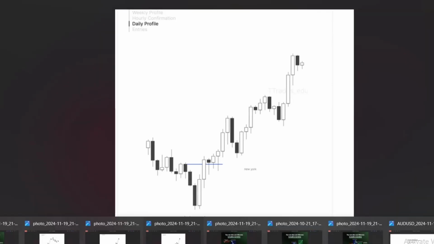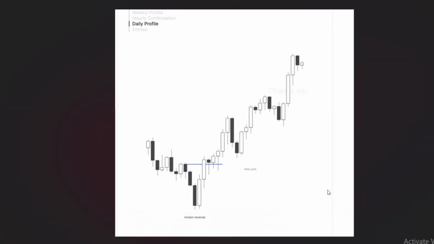So when our CISD gets tagged, we ask ourselves, did it get tagged in London? Did it get tagged in New York? Okay, so if it got tagged in London, was it a London reversal? Okay, if it is a London reversal, then we are good to go. Did it tag it in New York? Okay, was it a New York reversal? Yes. Did London consolidate? Yes. Okay, then we are good to go.